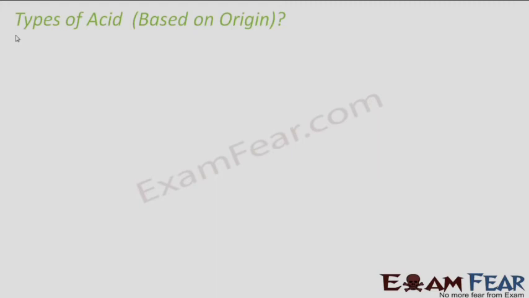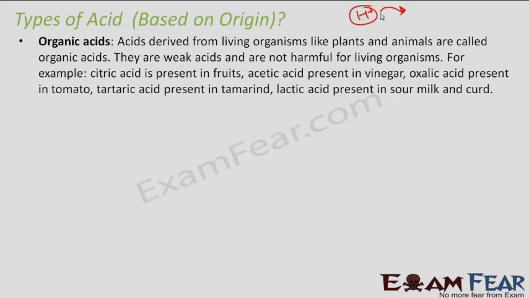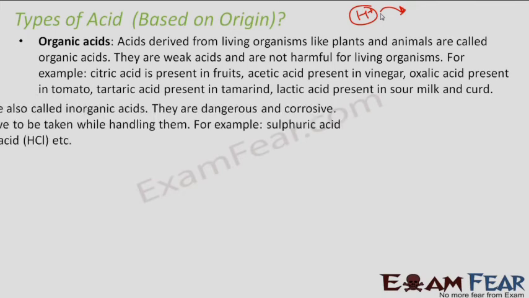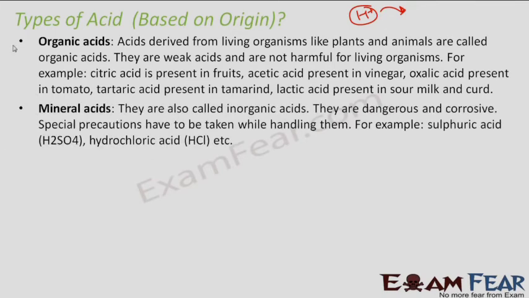So we have acids now, right? Acid is something which can donate H plus ion. We also categorize types of acids based on the origin. We define them as organic acids and mineral acids. So we have two different types based on origin.